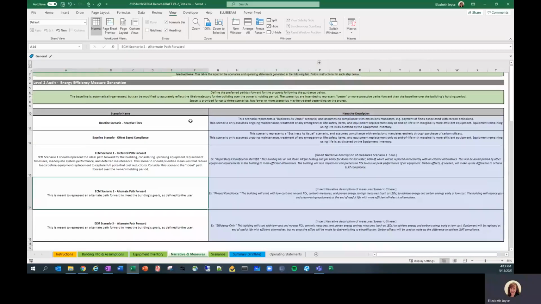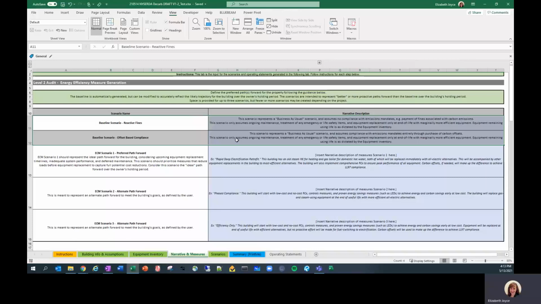The tool automatically creates two baseline scenarios against which your potential future scenarios are evaluated. These scenarios represent a business as usual approach. No changes in terms of maintenance or operations at your facility, treatment only of emergency or life safety items, and equipment replacement only at the end of equipment life with marginally more efficient equipment, like for like.